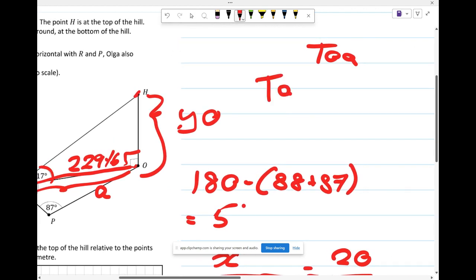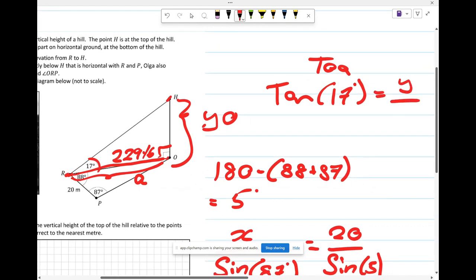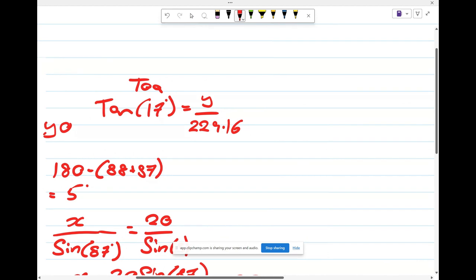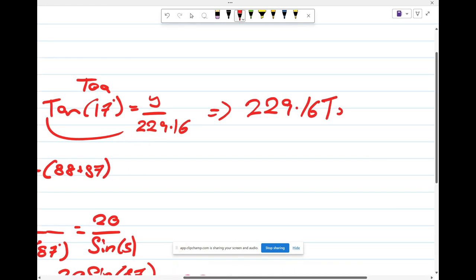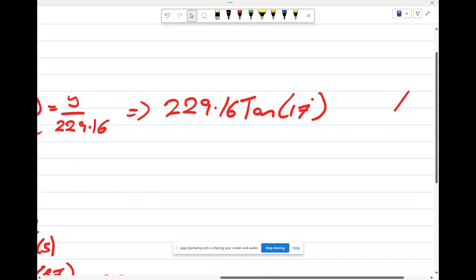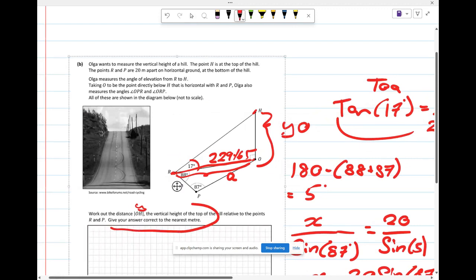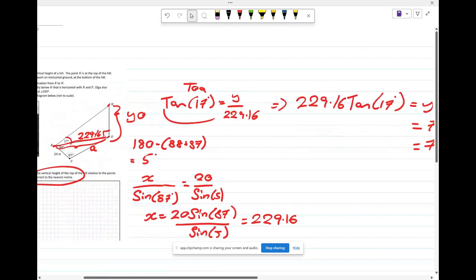So that means tan of our angle, 17 degrees, is going to give us opposite, so y over 229.16. And if we multiply across by 229.16, that means 229.16 tan 17 degrees is going to give us y. That's equal to 229.16 tan 17, which gives us 70.061. And they wanted us to give the answer correct to the nearest meter, so that would be 70 meters. Perfect, and that is the whole question done.